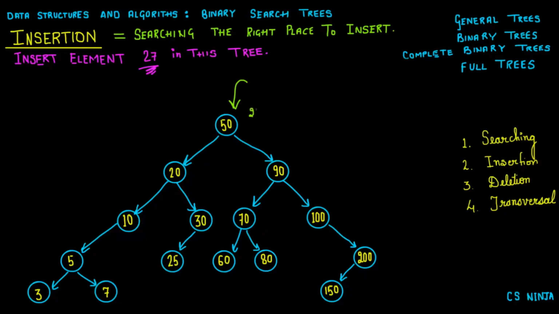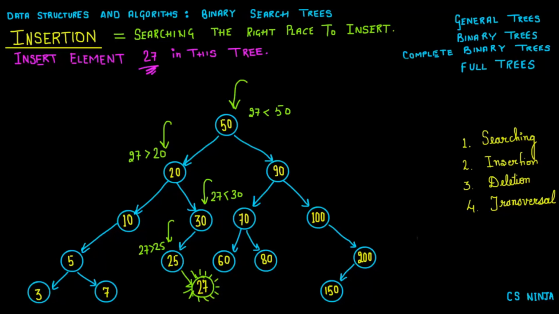27 is less than 50, we go left. 27 is greater than 20, we go right. 27 is less than 30, we go left. And finally 27 is greater than 25, we go right. So this is the right position for 27 to be. We go ahead and write 27 at its correct position, and that's how you can insert any number.